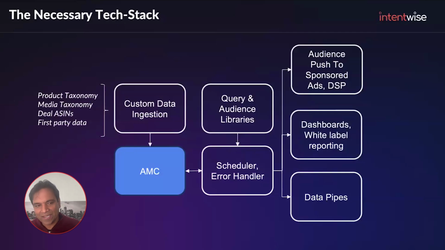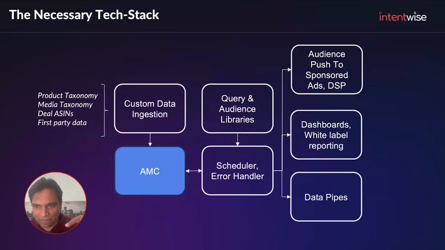And then lastly, the ability to push audiences to sponsored ads and DSP, dashboards, and if you are a large internal team with global marketplaces, potentially white label reporting capabilities. And lastly, data pipes. Remember that AMC's data set is a rolling 12 and a half months. And of course, there is a pocket of data that looks back 5 years, which is a retail data set, but the vast majority of it is still rolling 12 and a half months.